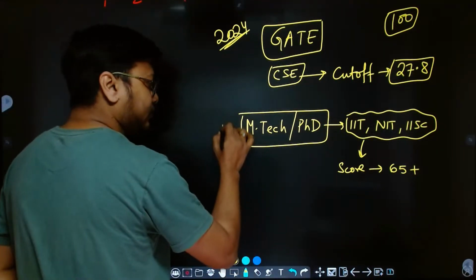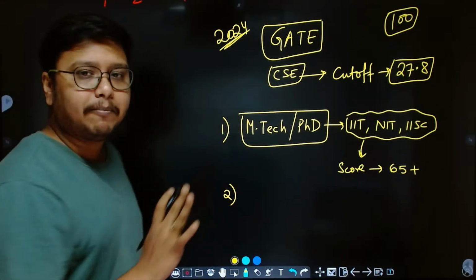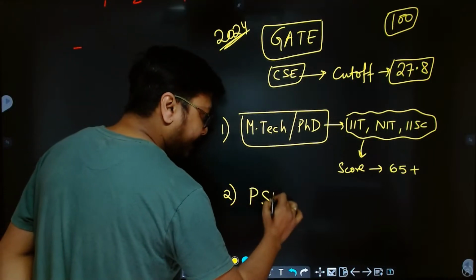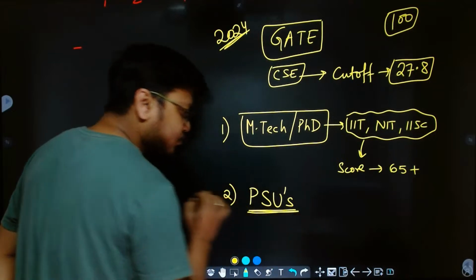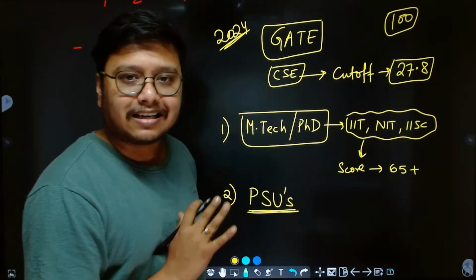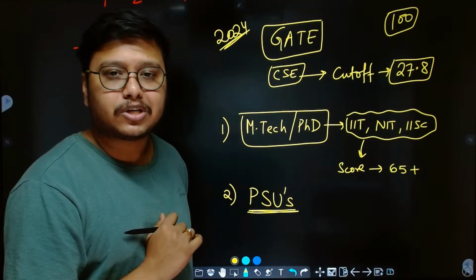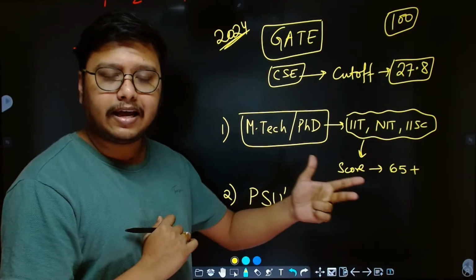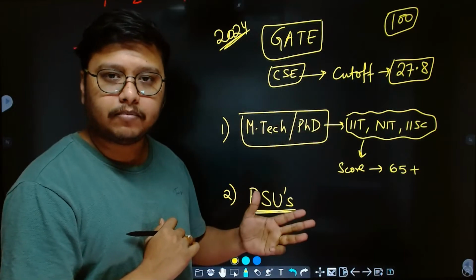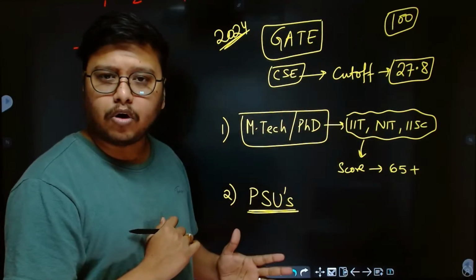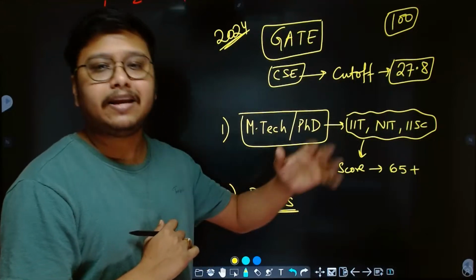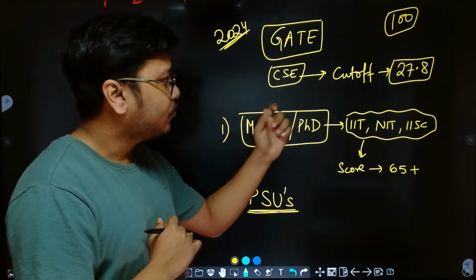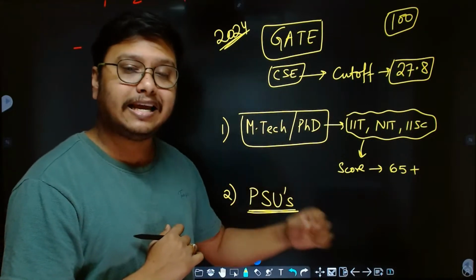Now this is the number one thing, people mainly do GATE for MTech and PhD, but a lesser known fact is you can directly get interview calls in PSUs. What are PSUs? Public sector undertakings. Government jobs like IOCL, Indian Oil, BPCL, Bharat Petroleum, NTPC, Power Grid Corporation of India. Name any PSU. There are a total of 37, 38 PSUs which recruit directly from GATE scores.